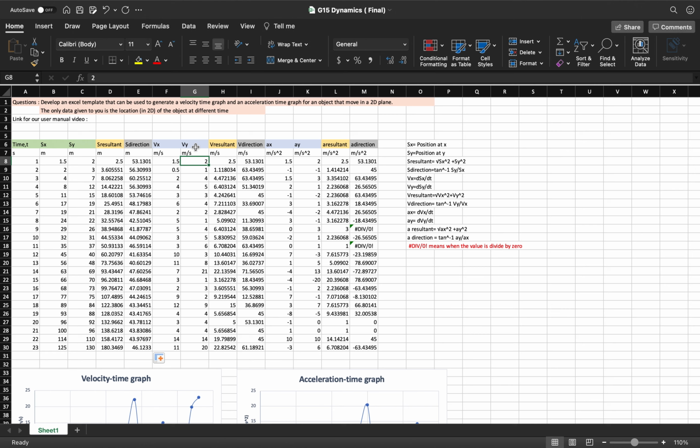After calculating Vx and Vy, we can calculate the resultant velocity of the object, for which we are going to use Pythagoras again, the square root of Vx squared plus Vy squared, and drag it down for the following resultant velocities at the respective times. For the V direction, we are going to use the same formula as the S direction, which is inverse tangent of Vy over Vx.